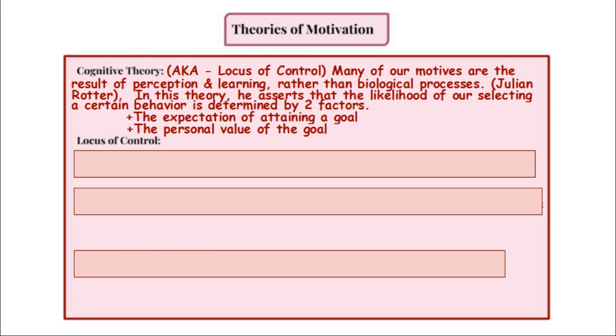Down the line, you have to talk about the cognitive theory. This is also known as the locus of control, which is probably the better name for this. But many of our motives are the result of perception and learning rather than biological processes. And the man who is attributed to this theory is Julian Rotter. For the most part, he asserts that the likelihood of our selecting a certain behavior is determined by two factors: the expectation of attaining a goal, meaning that if I'm going to do this and I think I can achieve it, I'm probably going to participate, or the personal value of the goal, what I'm going to get out of this.